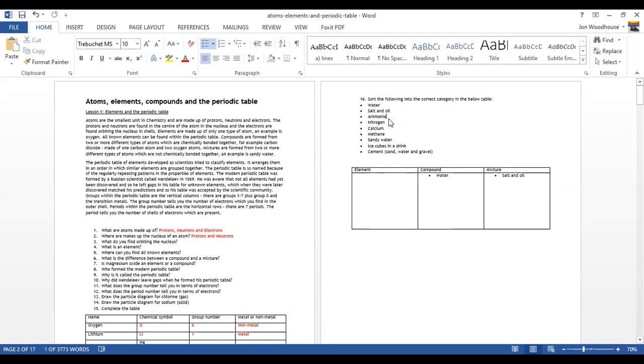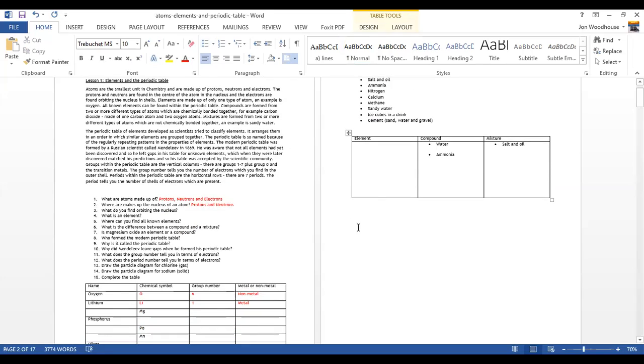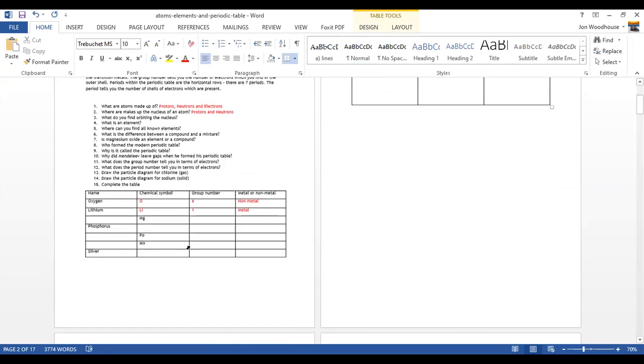Well, ammonia is made up of nitrogen and hydrogen chemically joined together. So it is actually a compound. So I'm going to leave you to finish these tables and do these questions.